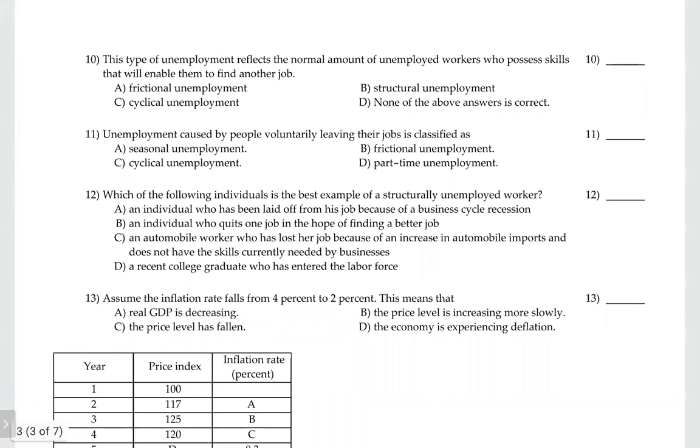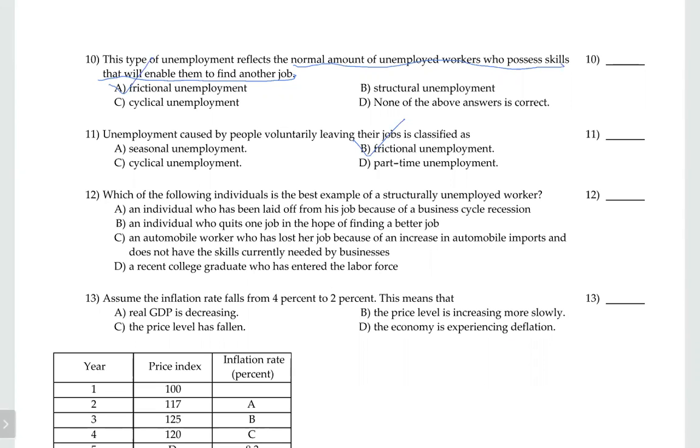10. This type of unemployment reflects the normal amount of unemployed workers who possess skills that will enable them to find another job. So that's frictional, because you need to find the right type of job. 11. Unemployment caused by people voluntarily leaving their jobs is classified as frictional. Right, so you are looking for something better or something that fits you better.